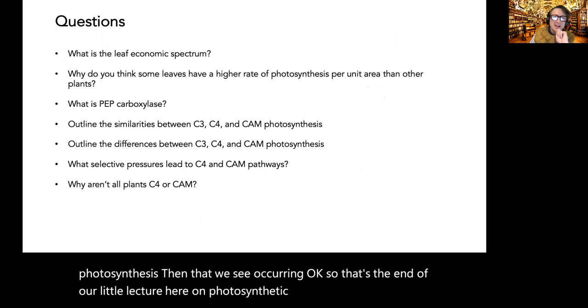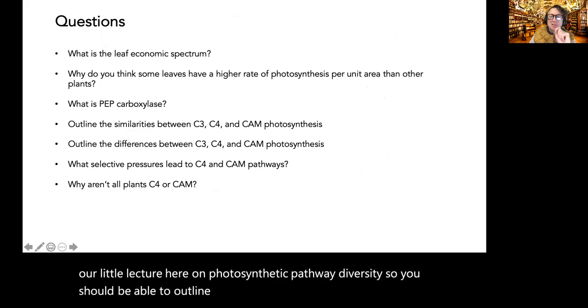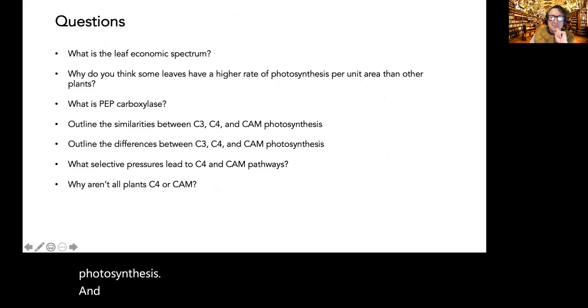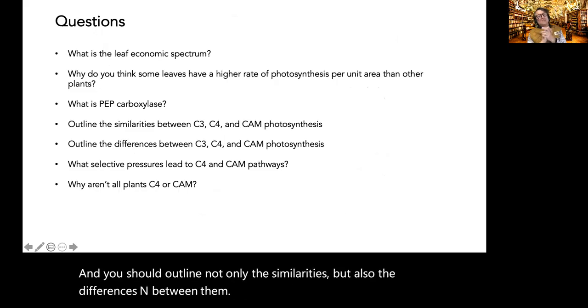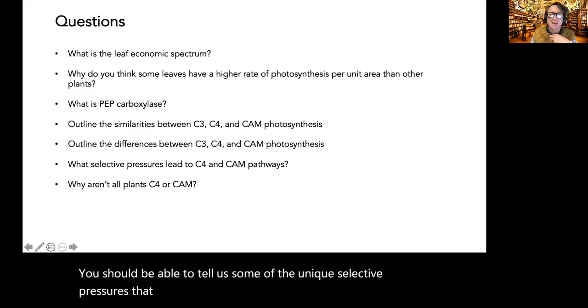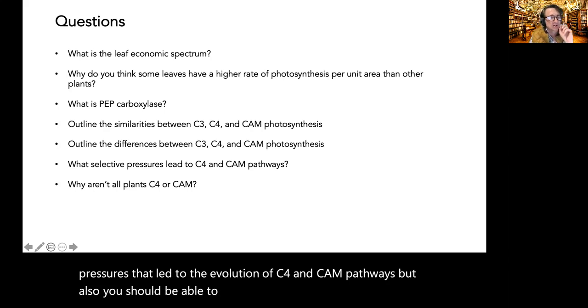So you should be able to outline some of these fundamental differences between C3, C4, and CAM photosynthesis. And you should outline not only the similarities, but also the differences between them. You should be able to tell us some of the unique selective pressures that led to the evolution of C4 and CAM pathways. But also you should be able to have an informed discussion about why all plants are not C4 or CAM photosynthesis.